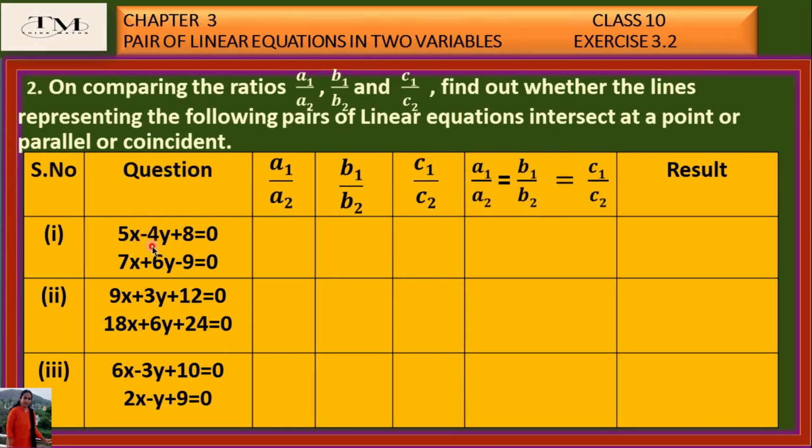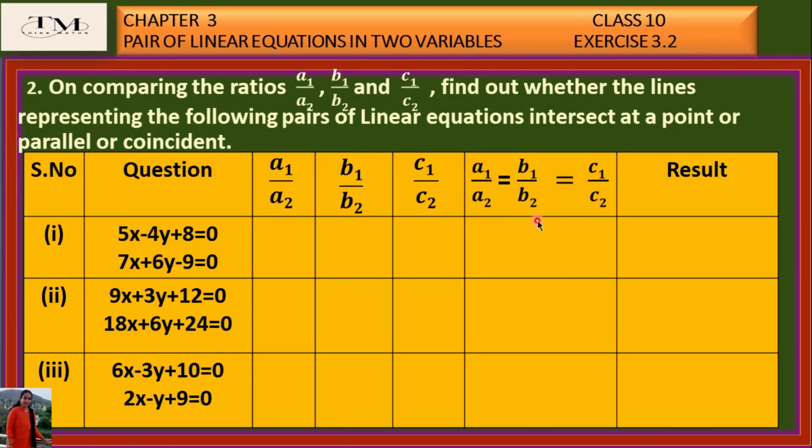So these equations will intersect when A1 by A2 is not equal to B1 by B2. They will be parallel when A1 by A2 is equal to B1 by B2, which is not equal to C1 by C2. They will be coincident when all are equal. So this is the condition for this.